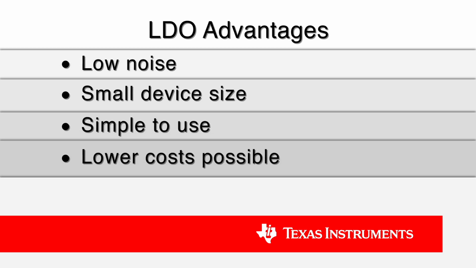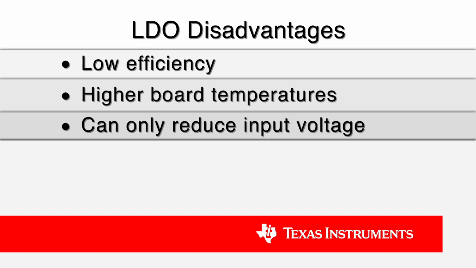The advantages of a low dropout regulator over switching regulators include low noise since there is no switching involved, generally smaller devices as larger inductors or transformers aren't needed, greater design simplicity, and usually a lower cost. Because an LDO's internal pass element essentially acts as a variable resistor, the primary disadvantage of LDOs is that they are much less efficient and they create higher operating board temperatures.